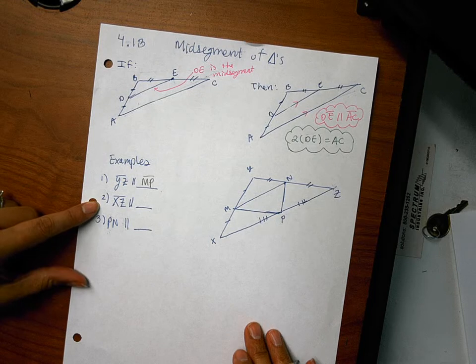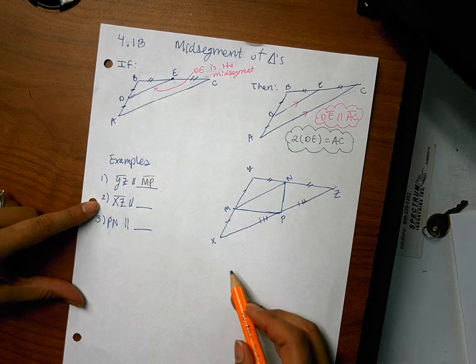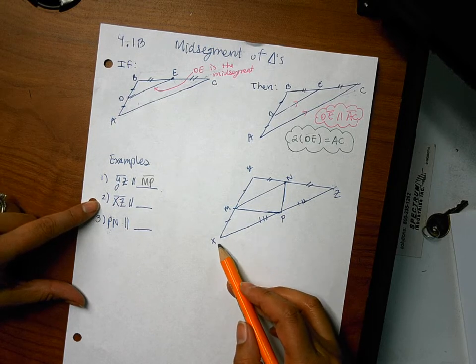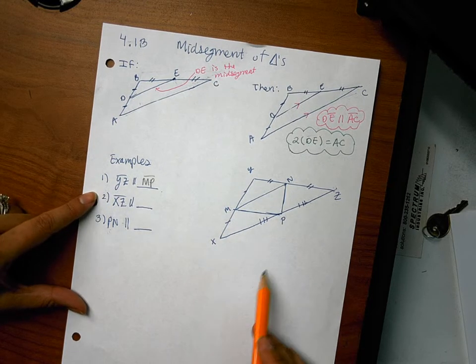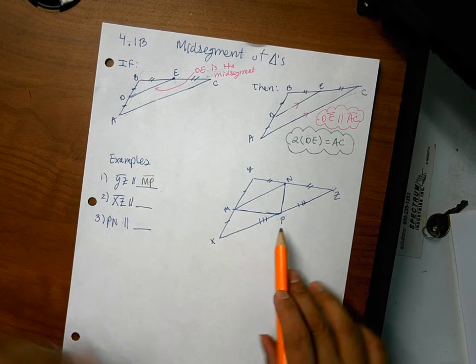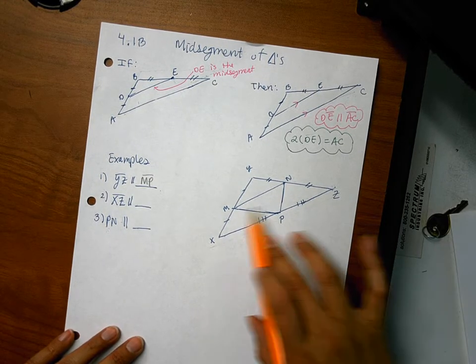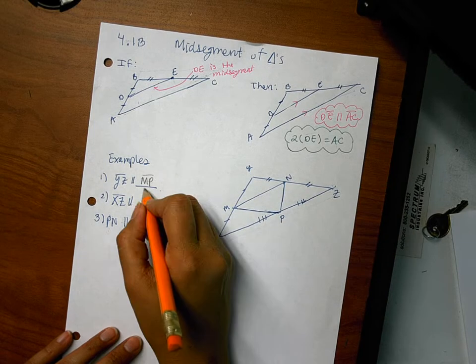Okay, XZ is here. Did I mess that one up? No. Okay, so we did YZ earlier, YZ and that one. XZ is here, and this is the base, this is the midsegment, so that is MN.